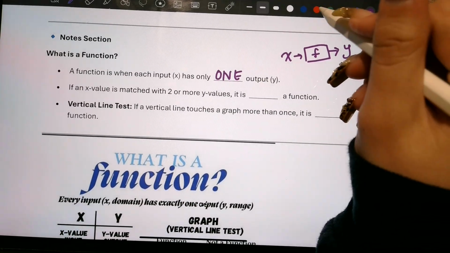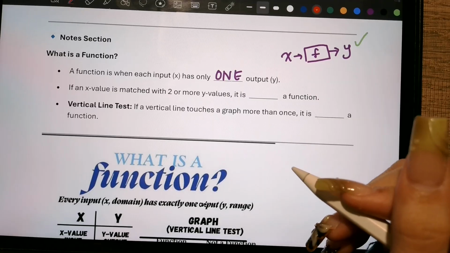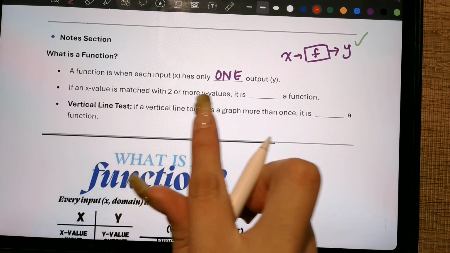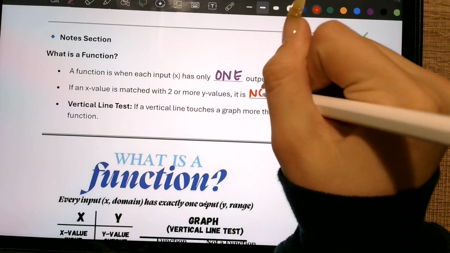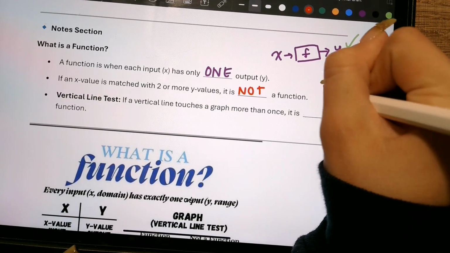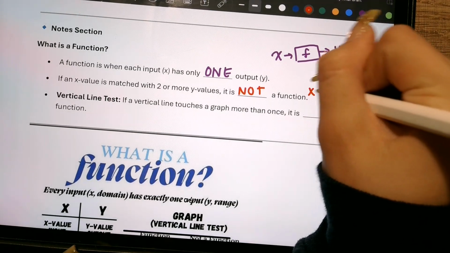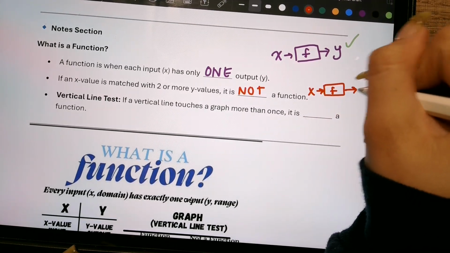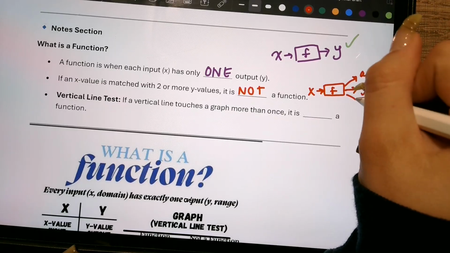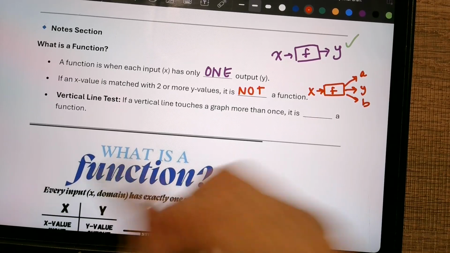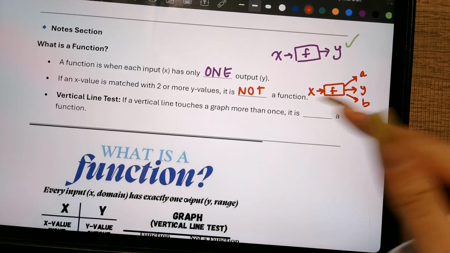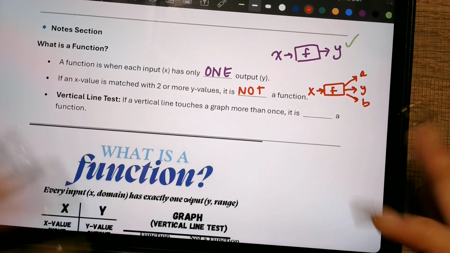Now let's do a bad example, what it's not supposed to look like. If an x value is matched with two or more y values, it is not a function. What does this look like? Well, this looks like if I have a function machine where x is getting inputted, but then I'm having multiple, let's call this A, B, right? I'm having multiple different outputs. That is not okay, not a function right here, okay?